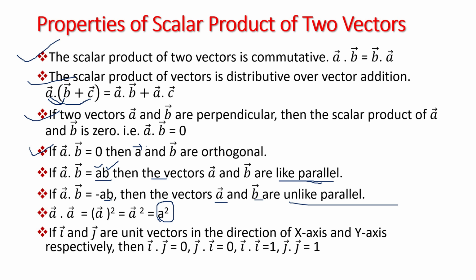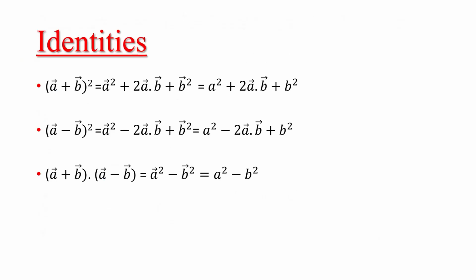And here, if vector i and vector j are unit vectors in the direction of the x-axis and y-axis respectively, then i vector dot j vector is equal to 0, j vector dot i vector is equal to 0, i vector dot i vector is equal to 1, and j vector dot j vector is equal to 1.